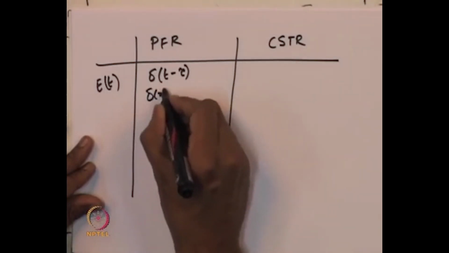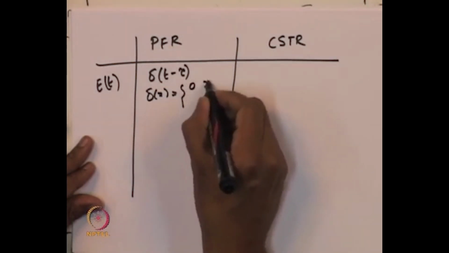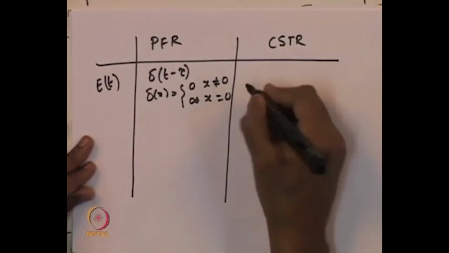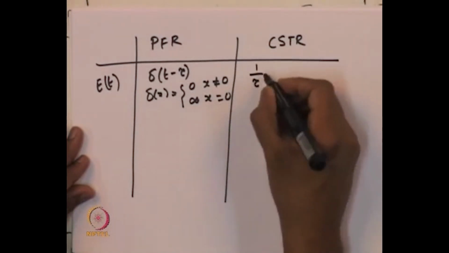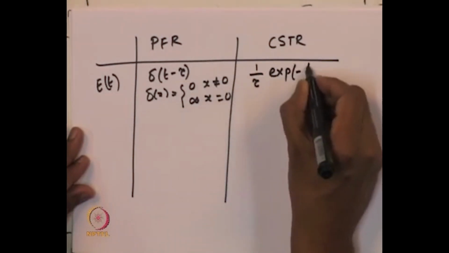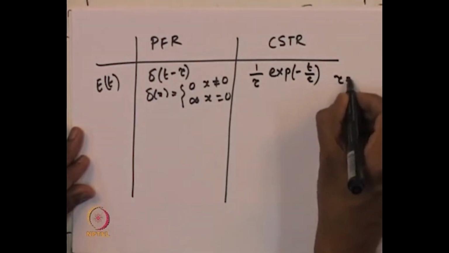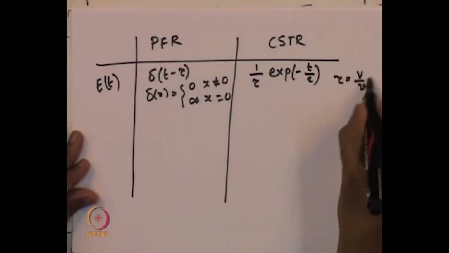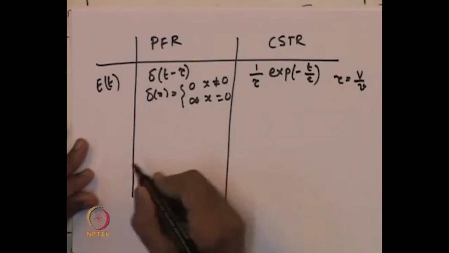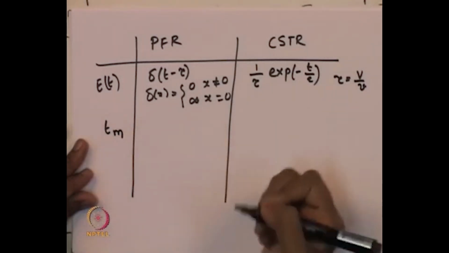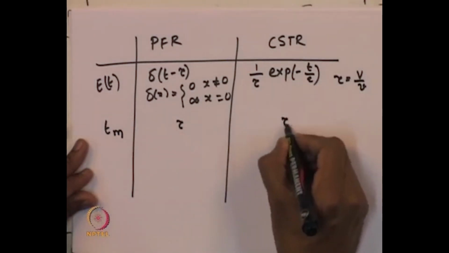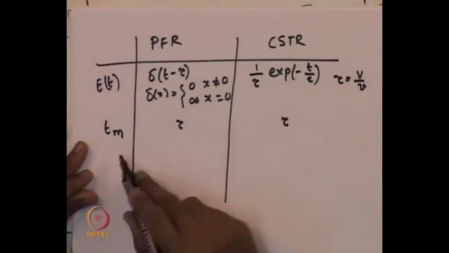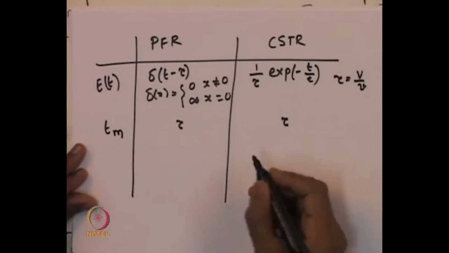And here delta x is defined as 0 for x not equal to 0 and infinity for x equal to 0. And the corresponding RTD function for CSTR is 1 by tau exponential of minus t by tau, where tau is the space time, which is given by the volume of the reactor divided by the corresponding volumetric flow rate. And then the mean residence time for a plug flow reactor is given by tau, and it is the same for the CSTR because there is no dispersion, and so the mean residence time should be equal to the space time of the reactor itself.